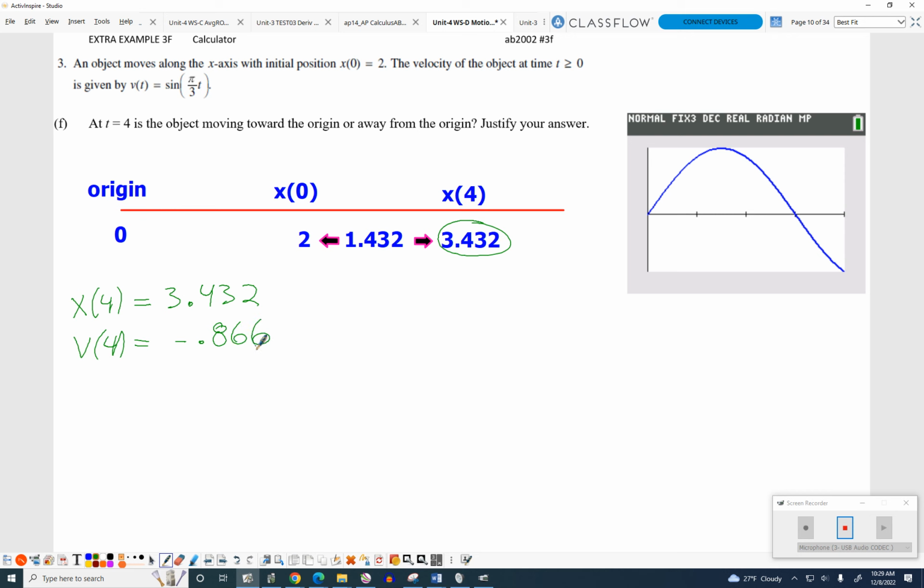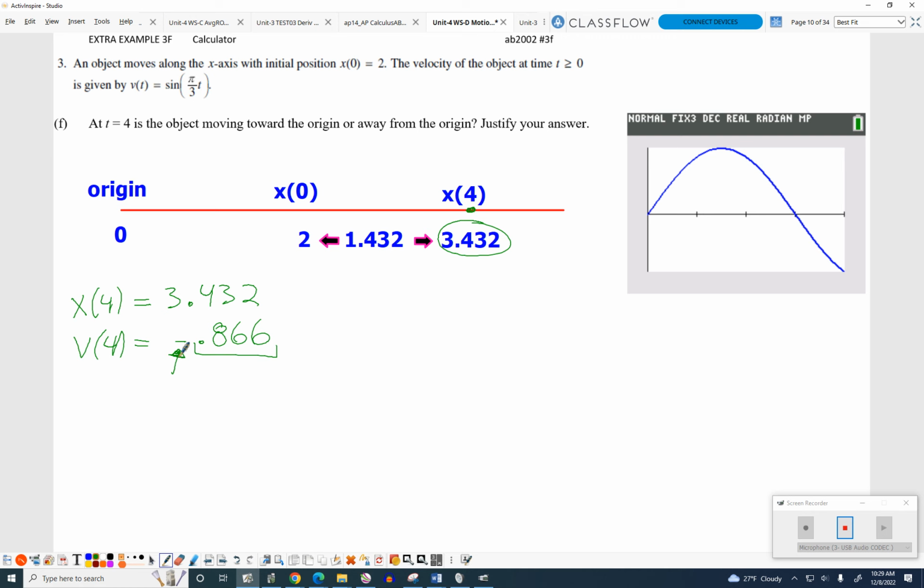Is the particle moving away or towards, Maddox? Toward. So is the object on the left or right side of the origin? Right side. It's over here. Is it moving or stopped? Moving, because it has a velocity. But the velocity being negative means moving left, hence towards the origin. Two more for Maddox.